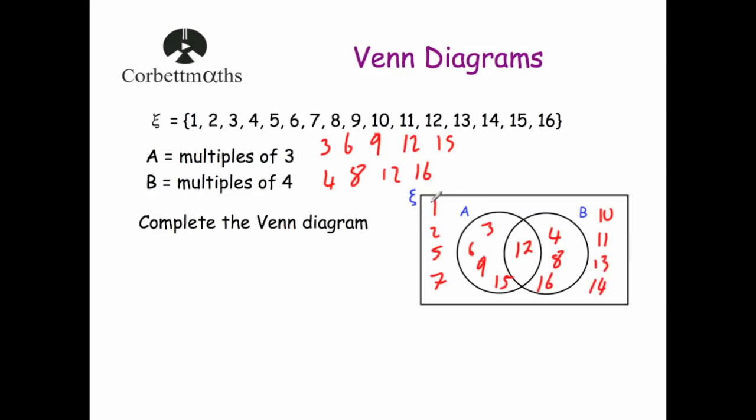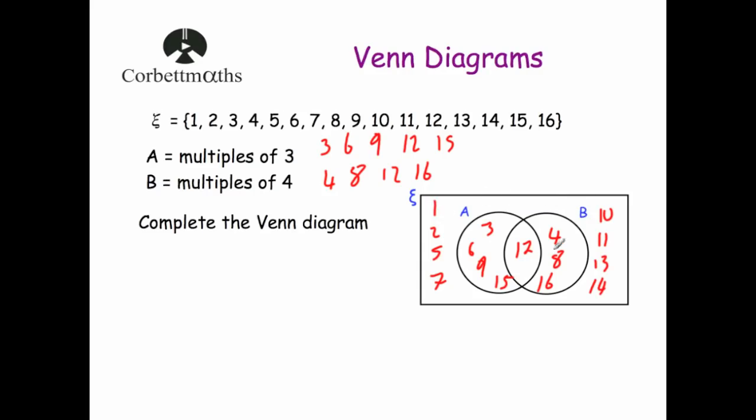That's it. But whenever you're doing a Venn diagram question, I always recommend you check you've got all the numbers or all the data. So we've got the numbers 1 to 16, so we've got 16 numbers. So 1, 2, 3, 4, 5, 6, 7, 8, 9, 10, 11, 12, 13, 14, 15, 16. So we've got 16 numbers in there. So that's it, we've completed the question.